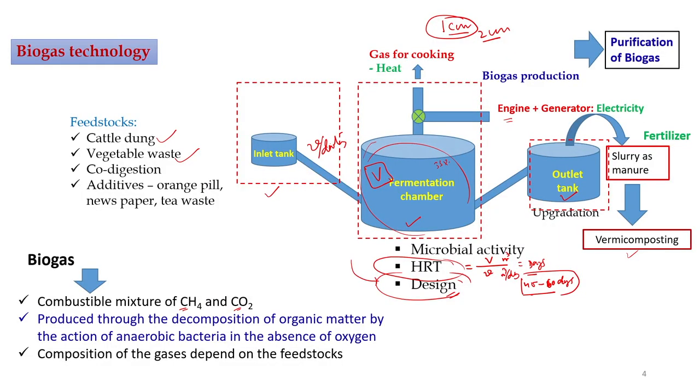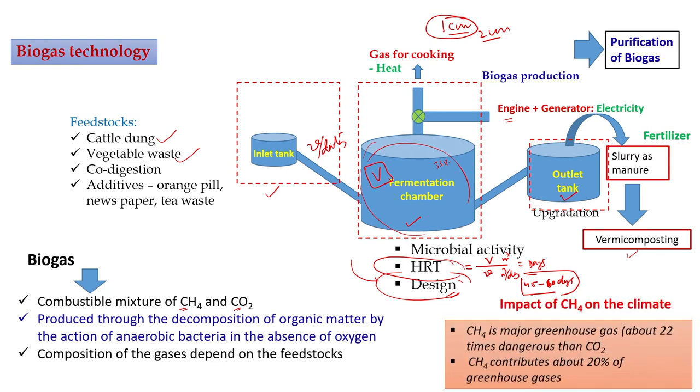Since we are using it, we are not polluting. We are generating this methane and burning it, and we are generating heat as well as electricity. If we had not done this, the environment could have been impacted very badly, because methane is a major greenhouse gas. It is about 22 times more dangerous than carbon dioxide. And methane contributes about 20% of greenhouse gases.